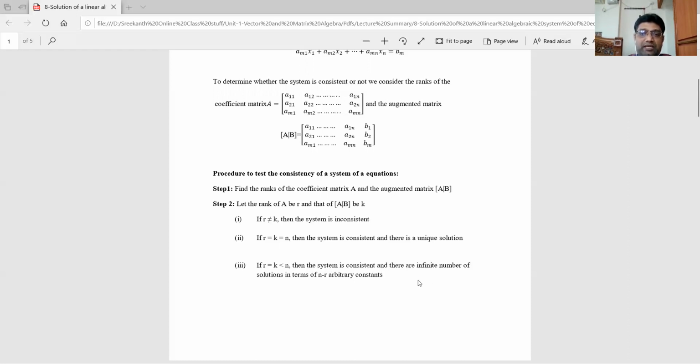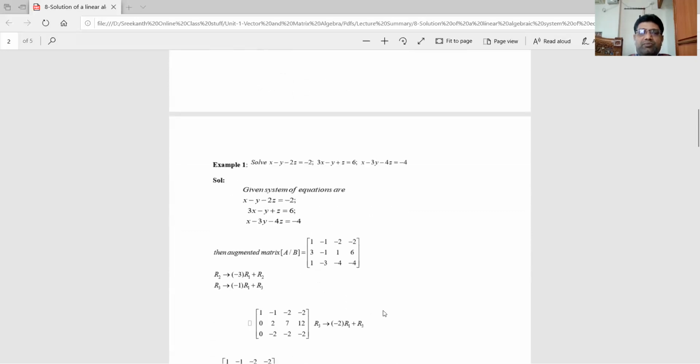And it will have infinite number of solutions in terms of n minus r arbitrary constants, where n stands for the number of unknowns and r stands for the rank of the coefficient matrix. So these three conditions you just have to check. To check these conditions, the first thing required is to find the rank of the coefficient matrix as well as the rank of the augmented matrix. Now we'll see this by using one example problem.